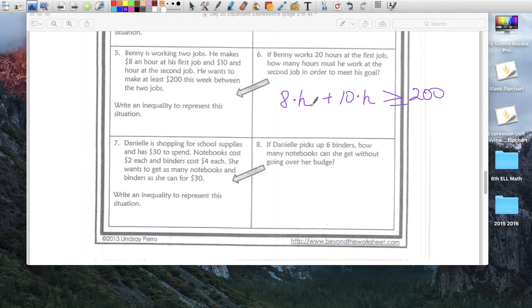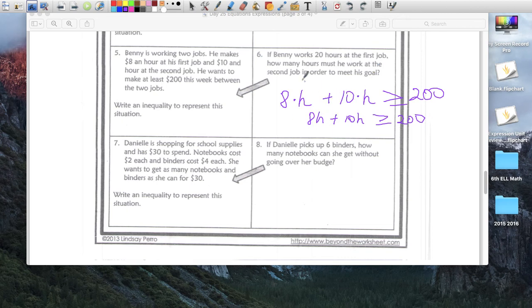In the first job it's 8 times the number of hours, and the second job is 10 times the number of hours. So 8h and 10h. Let me just write it like this, maybe it's less confusing: 8h and 10h has to be greater than 200. I can combine these two, right? They're both like terms, so it gets 18h greater or equal to 200. Actually, I'm not going to combine, let me take that back, because that's not what the question is saying.